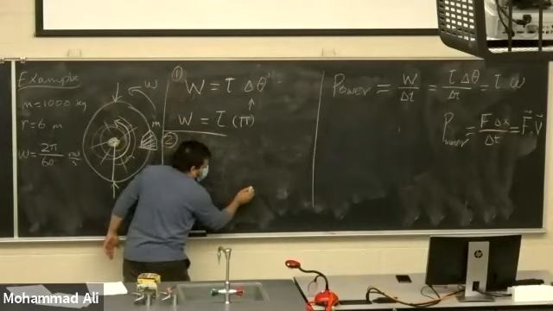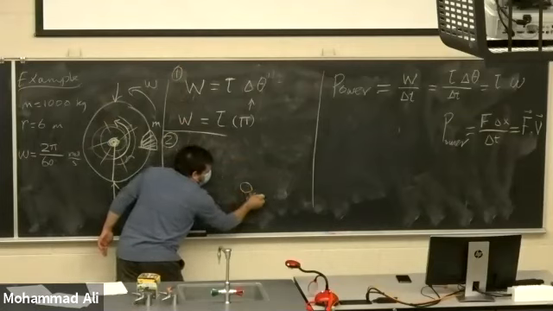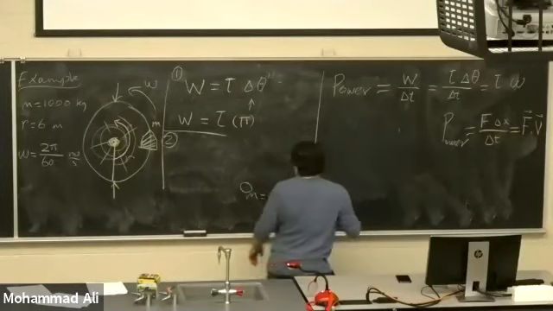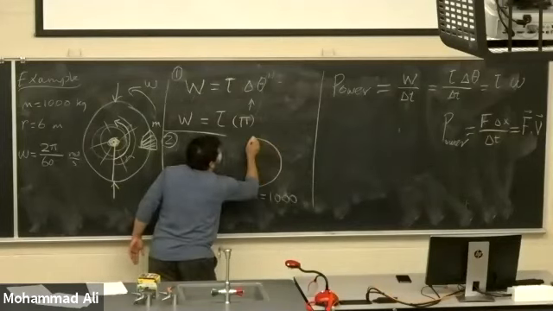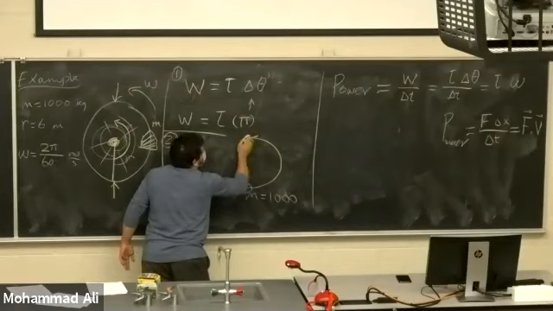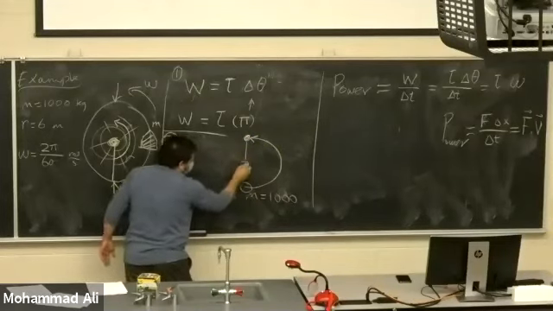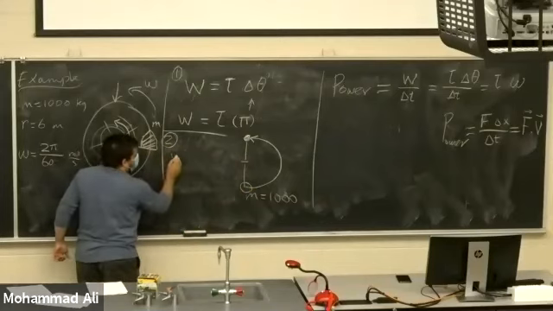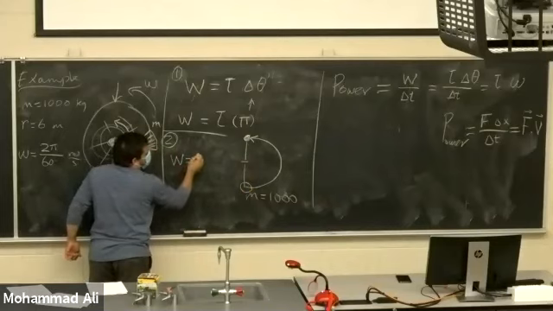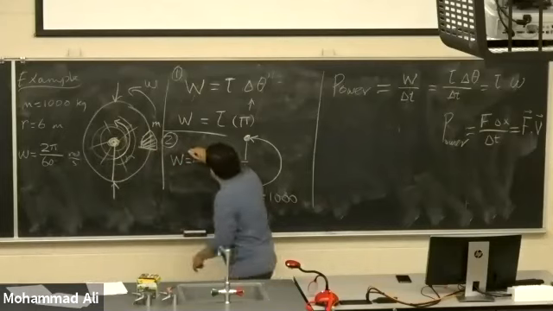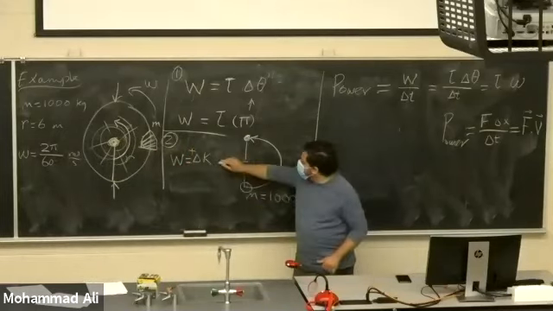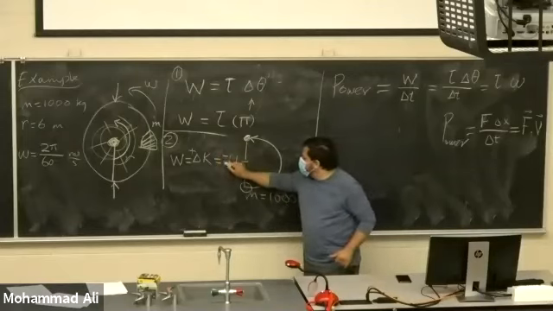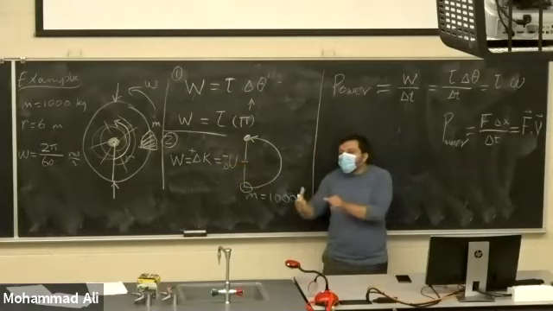If this mass is equal to 1,000 kilograms, and we need to lift it to this point and this point. We know from before that the work is equal to the positive change in kinetic energy, and it is equal to the negative change in potential energy. Right?